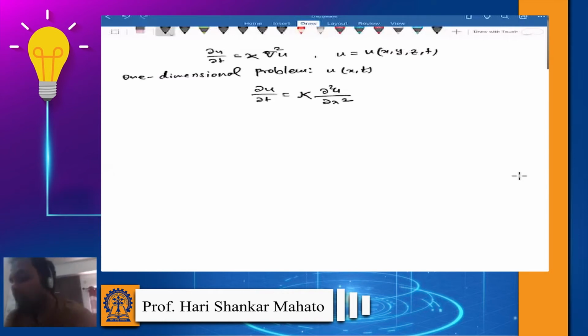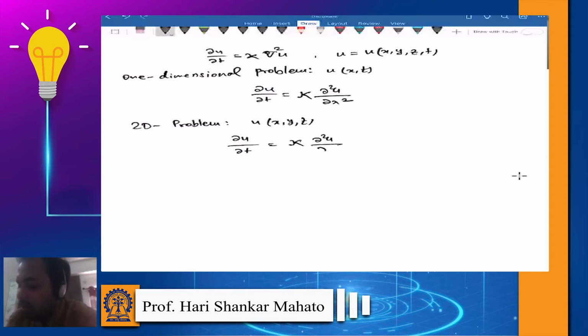That's it. If you have a two-dimensional flow or 2D problem, then in that case, your U will become a function of x, y, and t, or y, z, and t, or x, z, and t. But it will not be a function of three variables. So in that case, your equation will change to del U del T equals kappa times del square U by del x square plus del square U by del y square.